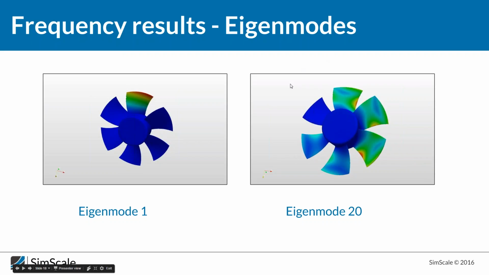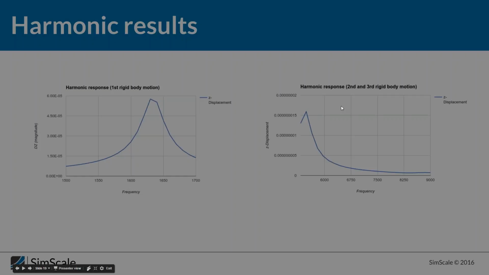Second part, this can also be done in the post-processor. I think we lack the time to do that right now, but you can simply see here the animation of what the eigenmode looks like. The first one, of course, is just one blade vibrating. When we go to eigenmode 20, so I did an analysis of 20 eigenmodes, we see that more or less the complete structure is involved in this eigenmode movement.